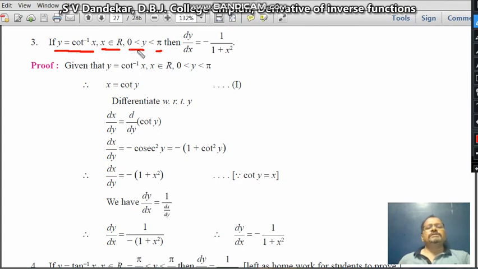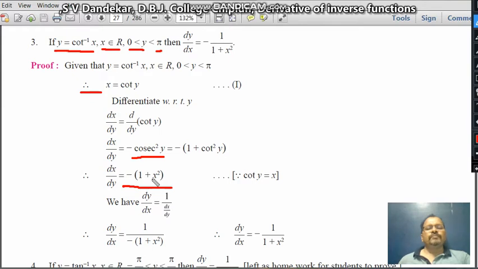Since x belongs to R and 0 to pi is the limits for y, the function y equal to cot inverse x is invertible, and for this invertible function I can write x is equal to cot y. Differentiating this with respect to y, the derivative of cot y is minus cosec square y, but using the fundamental identity in trigonometry, this cosec square y can be replaced by 1 plus cot square y. Again this cot y is nothing but x, so it becomes dx by dy is equal to -1 upon 1 plus x square.